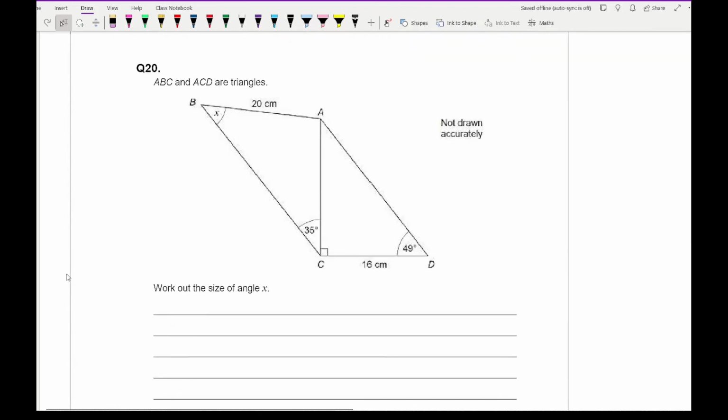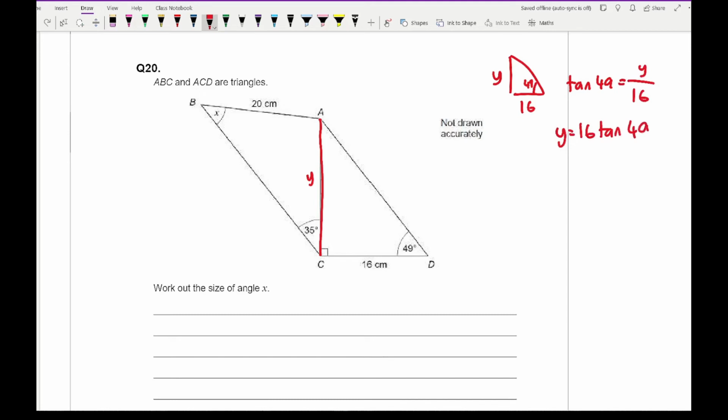Moving on to question 20, it says ABC and ACD are triangles, and it says work out the size of angle X. So again, what we need to do first is very similar to the area question that we did actually. Looking at this length here, we need to work out what that is. Let's just call that Y, seeing as X is already taken. From this we're going to be using SOHCAHTOA trig. If I take that triangle out, I've got Y, I've got 16, and I've got 49. So this is going to be using tan. So I've got tan 49 equals Y over 16. So Y equals 16 tan 49.